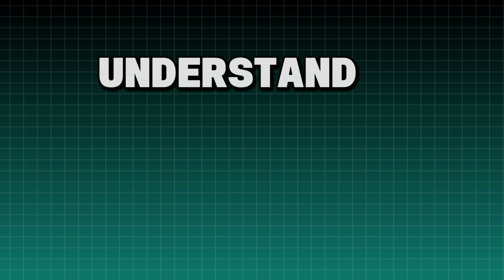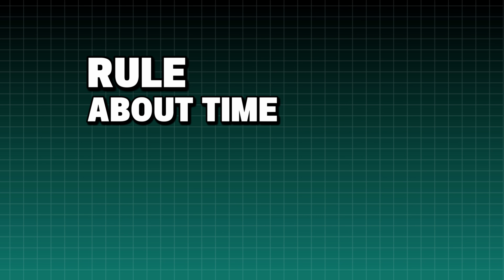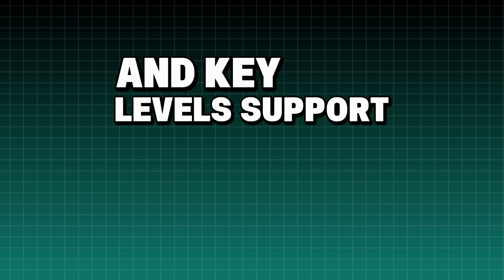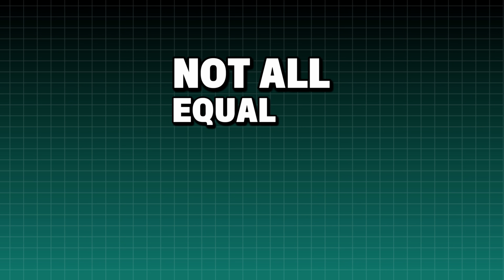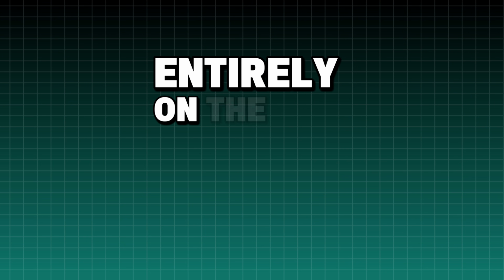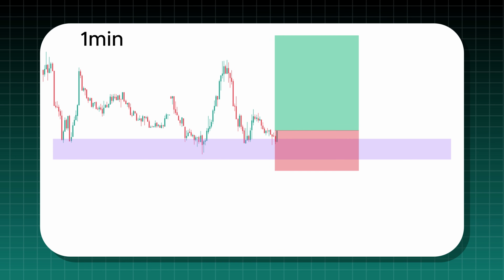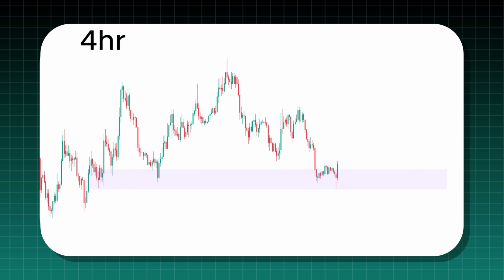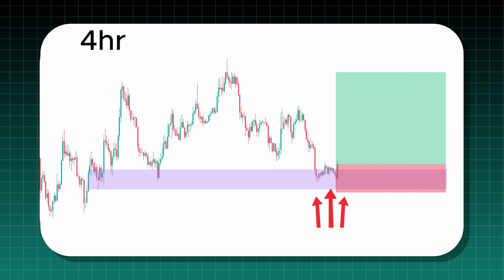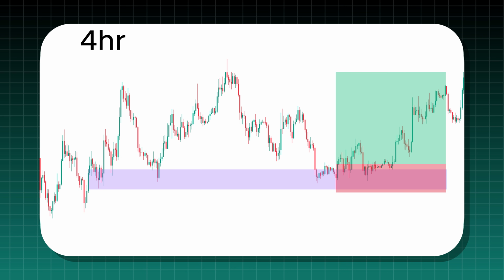First, we need to understand a very important rule about time frames and key levels. Support and resistance levels are not all equal, and their strength depends entirely on the time frame they are drawn on. If you draw a support level on a 1-minute chart, it is extremely weak, and large institutions will easily push the price right through it to grab liquidity. However, if you draw a support level on a 4-hour chart or a daily chart, it represents a massive amount of historical buying or selling pressure, making it a much stronger level where price has the highest chance of reacting.